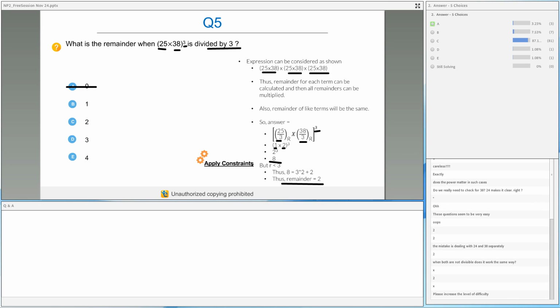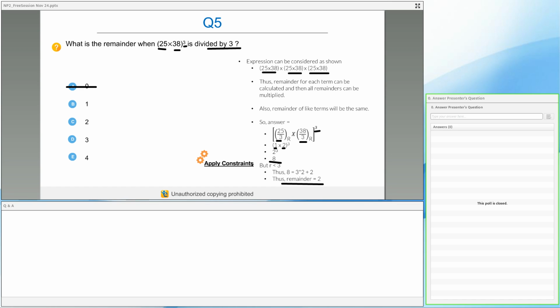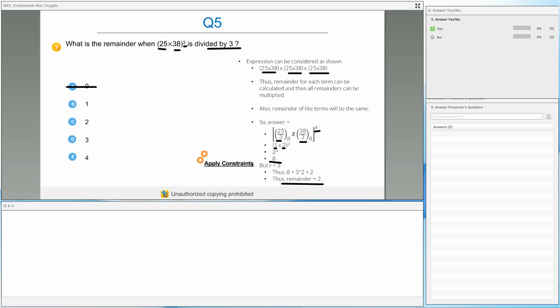Somebody is asking whether a to the power 3 into b to the power 3 is equal to a into b to the power 3. Yes, it is exactly that only, Varun. Is this perfectly clear, guys? Is there any doubt? Kindly mark yes if it is perfectly clear.